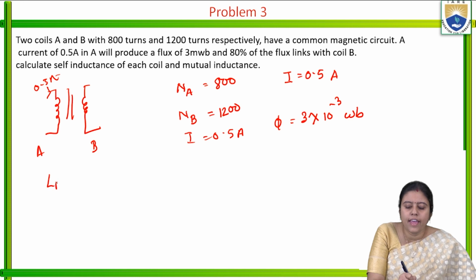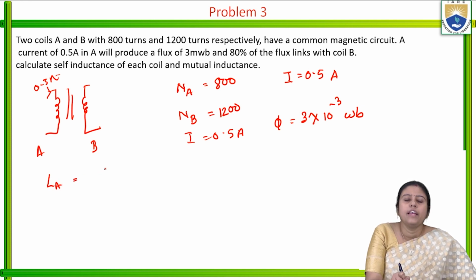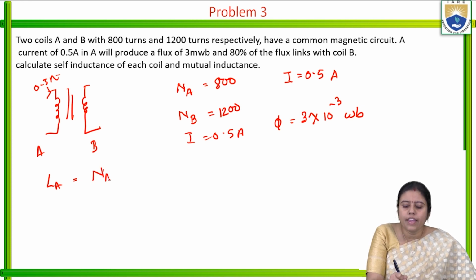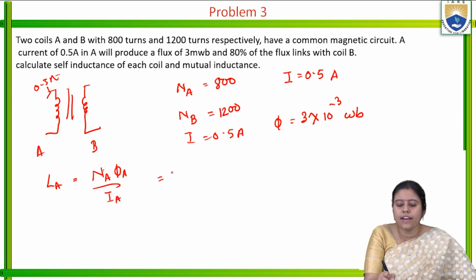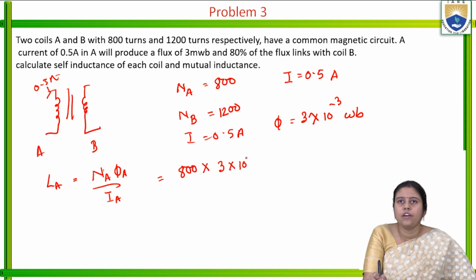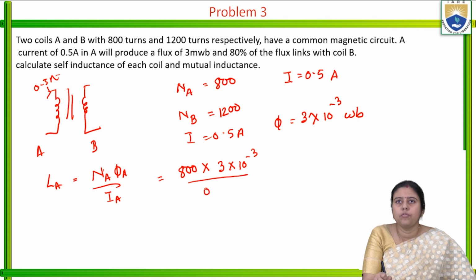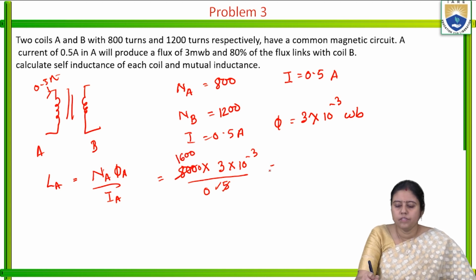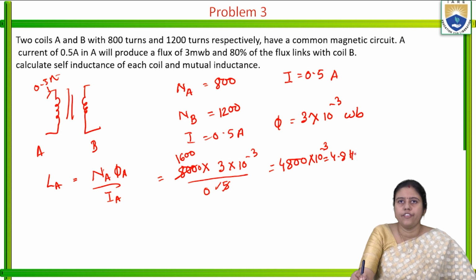So what is LA? We know inductance is equal to N phi by I. So LA is NA phi A by IA. What is NA? NA is 800. What is phi A? 3 into 10 to the power minus 3, divided by 0.5. So it is coming 4.8 Henry.